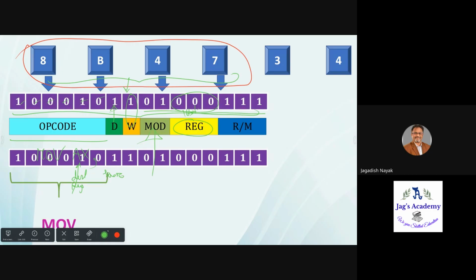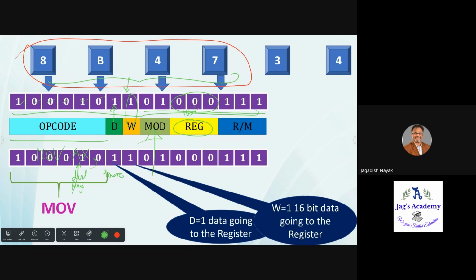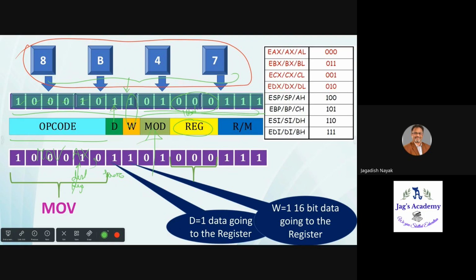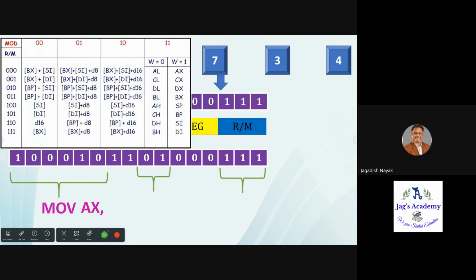I will just write again. First is your opcode. The D bit is 1, data going to the register. W is 1, 16-bit register. Refer to the table. It is definitely going to be the AX register. Fix the AX register here. Then refer to the mod bits and R/M bits. Mod is 01, R/M is 111. Refer to the table.